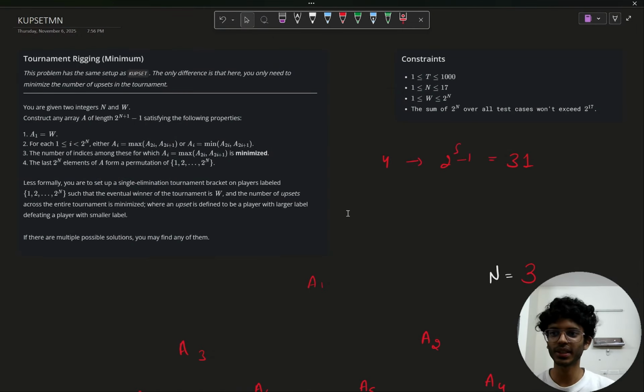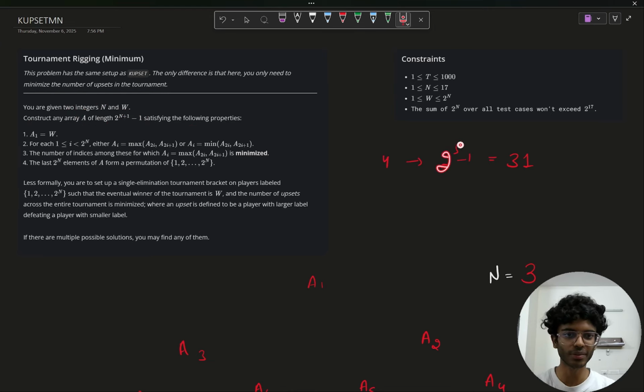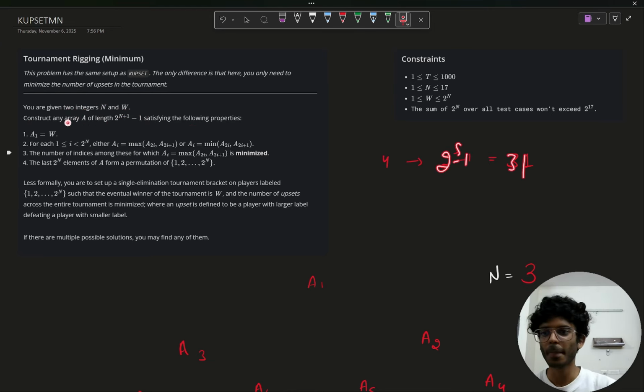Today's question is tournament rigging. In this question, we are given two integers n and w and we need to construct an array A of length 2 raised to the power n plus 1 minus 1. So for example, if n is 4, then the length of the array should be 2 raised to the power 5 minus 1, which is 31.